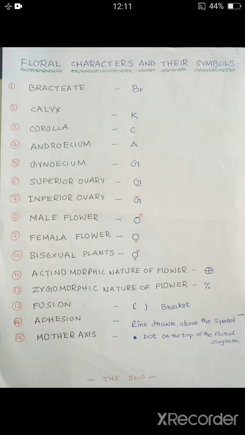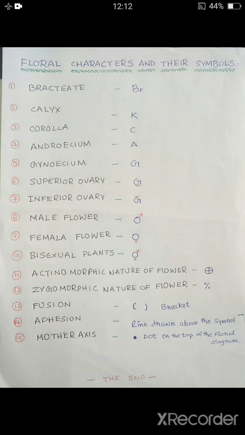So it means the calyx has how many sepals? 5 sepals in number, like that. Corolla, capital C. If 5 petals are there in the corolla, then capital C, with a small 5 just below it. It means their number is represented here with capital C, 5. Understood? Then, coming to one more important point, calyx, corolla, androecium and gynoecium are drawn in successive whorls only.